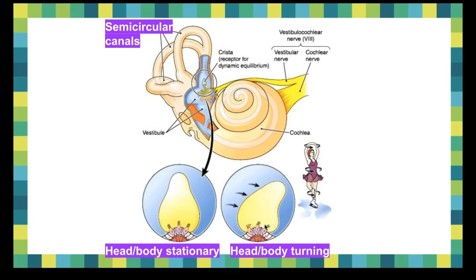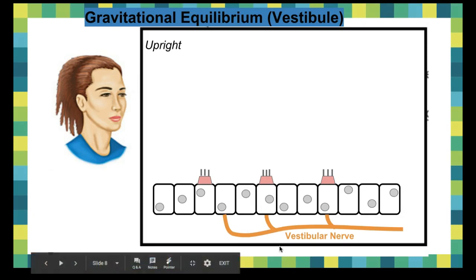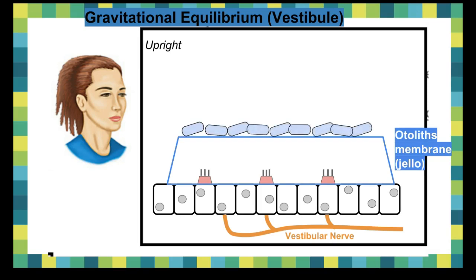So now moving forward, you have 2 more diagrams. This time we're going to be focusing on gravitational equilibrium. So this is kind of the basis of the diagram. Again, a whole bunch of cells attached to nerves, and we have hair cells again. This time our hair cells are embedded in basically a sheet of jello, which is called the otolith membrane. Okay, on top of the otolith membrane, you have otoliths, which are like crystals.